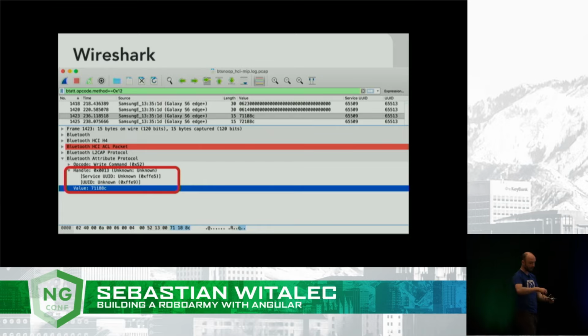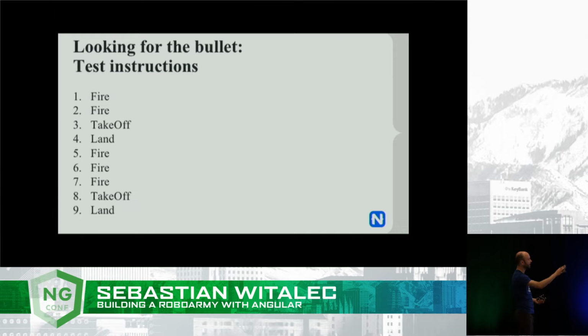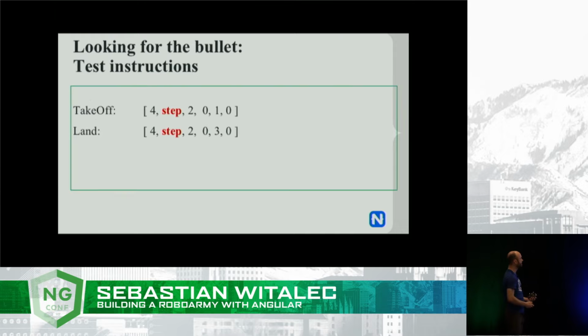Since I already had an original app for the drone that had the firing functionality, I did this. I set up a test instruction. I connected the device, and I called fire, fire. Then I made it take off, land, fire 3 times, take off and land. Okay? And since I already knew the commands for takeoff and land, which are divided into 2 parts: there's always the prefix. Every time we send a command, it will always be 4, then an incremental number, and 2. After that, there's the actual command. You remember when I was sending the 010 to take off. Having known that already, I could do this.